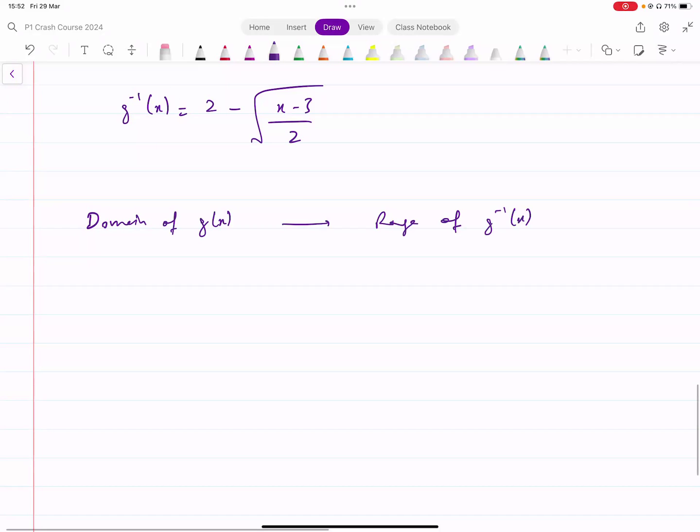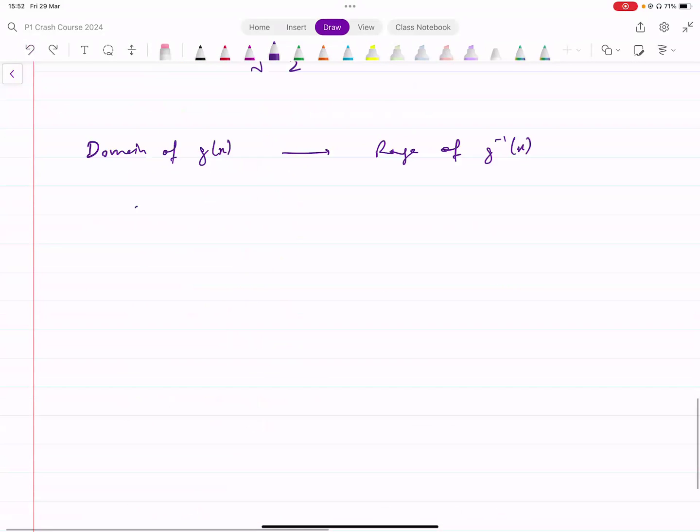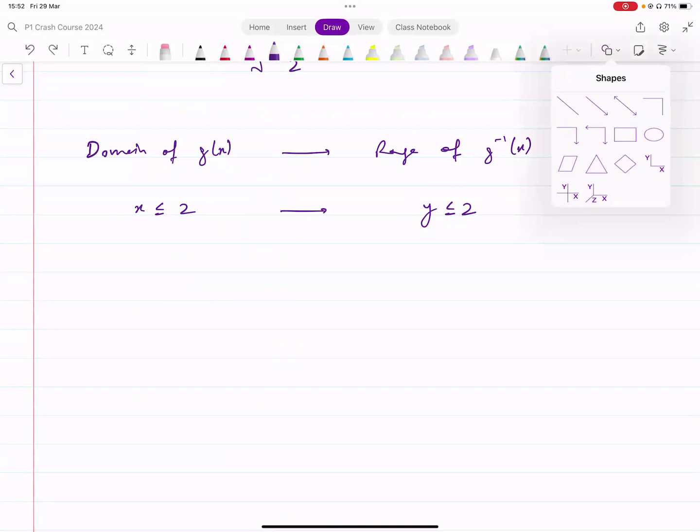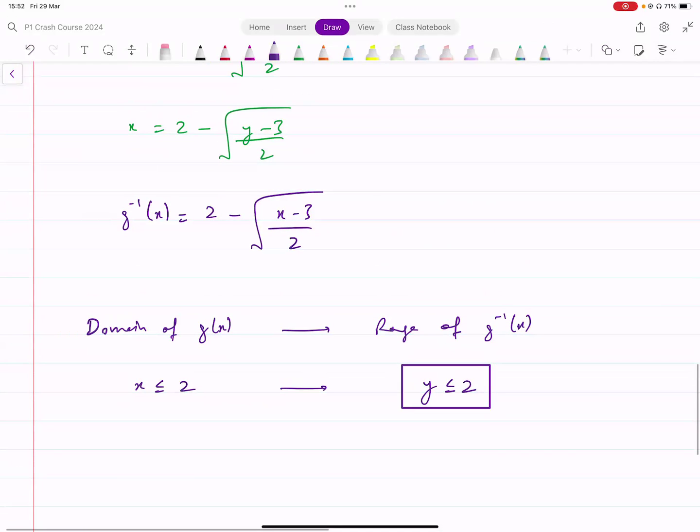Now we already know the domain of g of x, that was x less than or equal to 2. So that means the range of g inverse of x should therefore be y less than or equal to 2. You have to make sure that you're using y here instead of x. That's the range. That's the second thing that they were asking for. You have the expression for g inverse of x and also the range of g inverse of x. Make sense? Any problems with this?